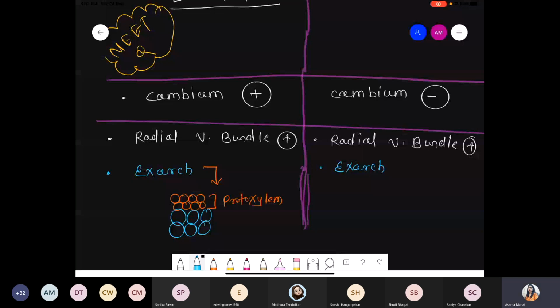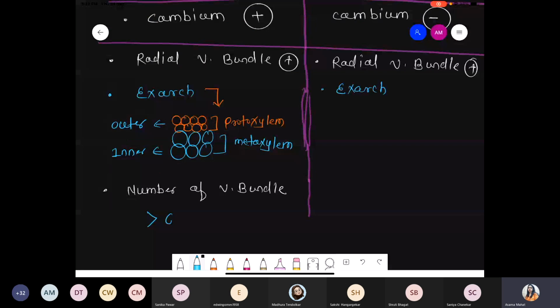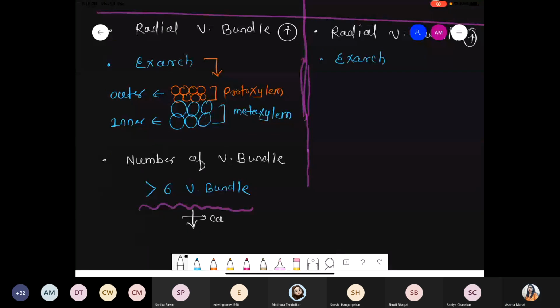Next point, we are talking about the number of vascular bundles. In the case of the dicot, normally more than 6 vascular bundles are present. How many? More than 6 vascular bundles. So such a condition is simply called polyarch. Such a vascular bundle arrangement is called polyarch.